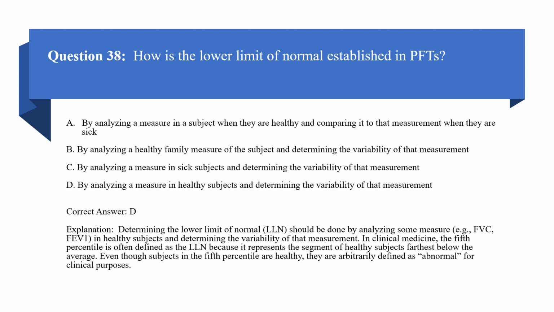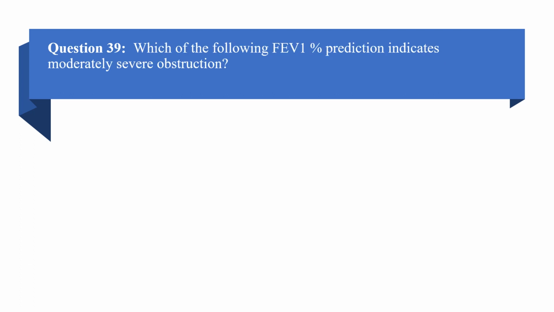Even though subjects in the 5th percentile are healthy, they are arbitrarily defined as abnormal for clinical purposes. So this is something that sounds a bit like doublespeak. I don't know what to tell you except you probably will have a few questions on the exam that relate to lower limit of normal, and it would behoove you to just have a working idea of what is meant by it, so that when they give it to you in a particular scenario in a question, you're familiar with it enough that you can increase your chances of getting the correct answer. Lower limit of normal. This is more like a case scenario.